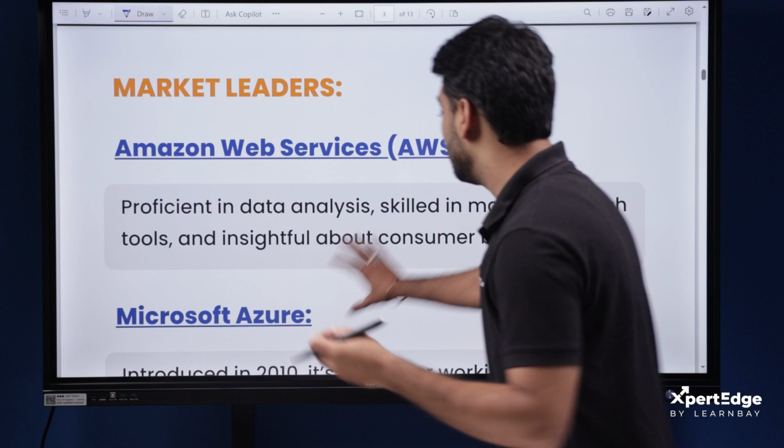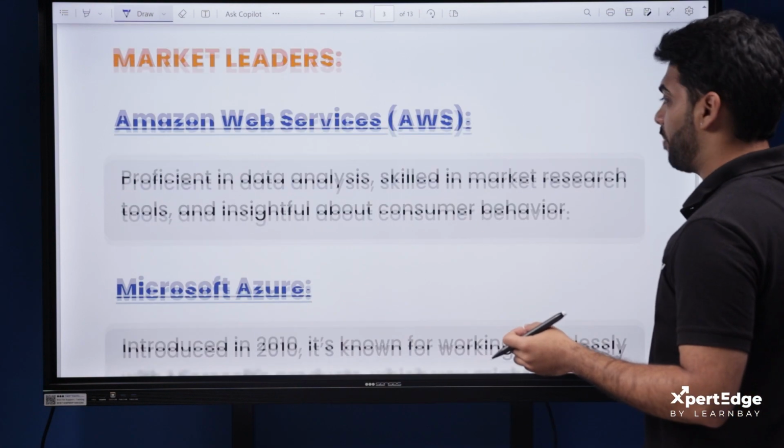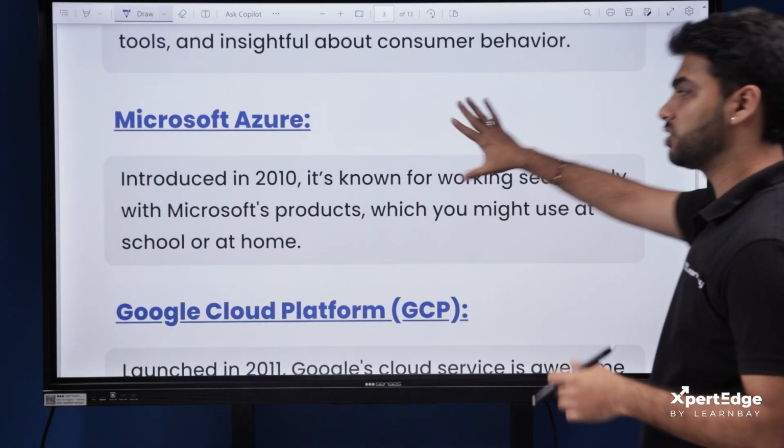uses AWS. Then we have Microsoft Azure. Now AWS is by Amazon, and Azure is by Microsoft.